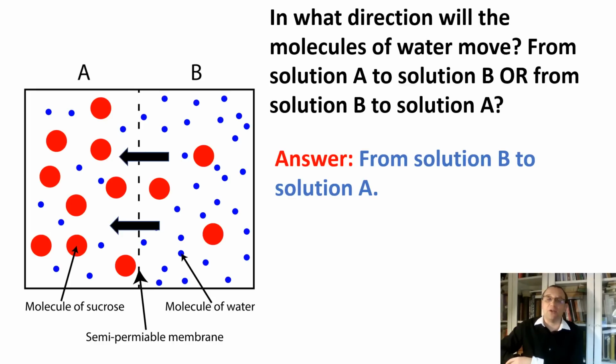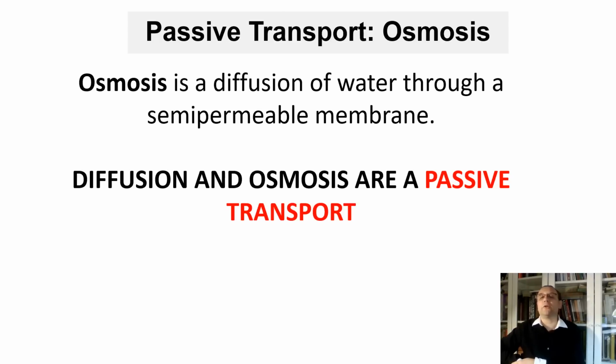Do you remember the definition of diffusion? Diffusion of water through a semi-permeable membrane we call osmosis. So osmosis is a special type of diffusion. And since osmosis is diffusion, the water molecules are moving from an area of high concentration to an area of low concentration, and no additional energy is required for this process. Osmosis is a passive transport. So the cell gets water for free without paying with the energy of ATP.